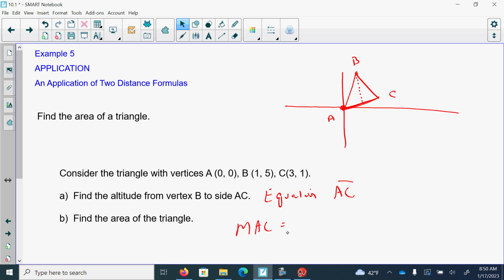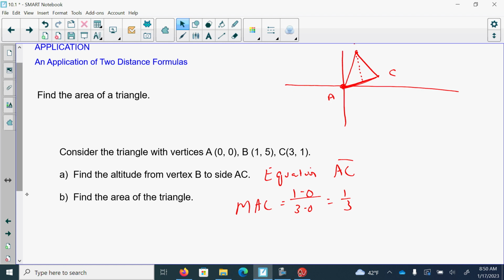So to find the slope of AC, I'm going to do the difference of the x's. I'm sorry, the difference of the y's. So 1 minus 0 over 3 minus 0. And I'm going to get a slope of 1/3. Then if my slope is 1/3, I could use this point.